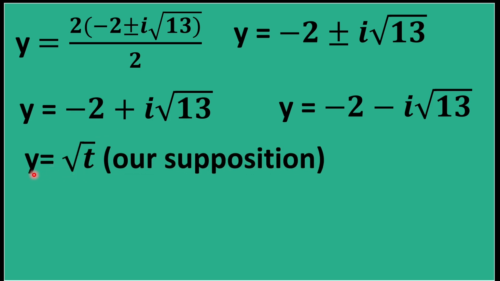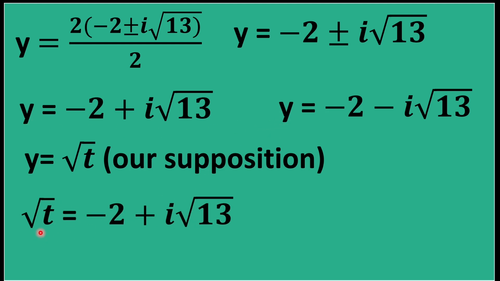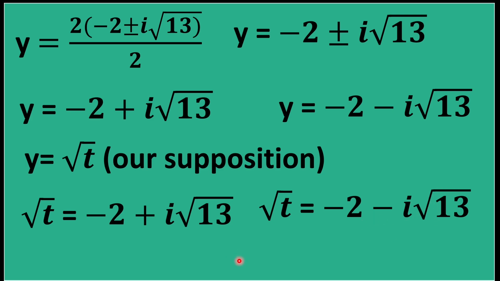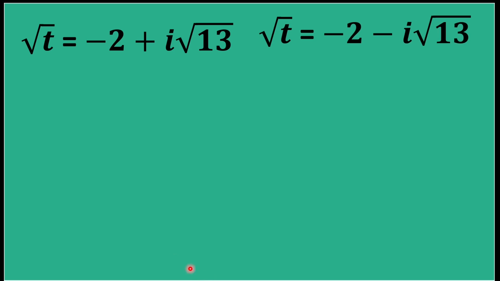So let's come back to our supposition. This was our supposition: y equal to under root t. Now we will put under root t over here, and similarly over here. So the equation will become under root t equal to minus 2 plus iota under root 13, and similarly this equation will become under root t equal to minus 2 minus iota under root 13. And now we will solve, first we will solve this equation.